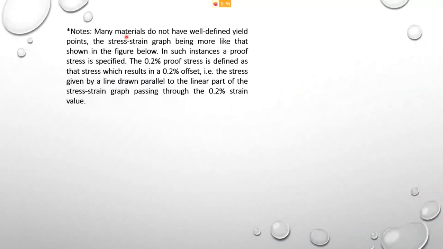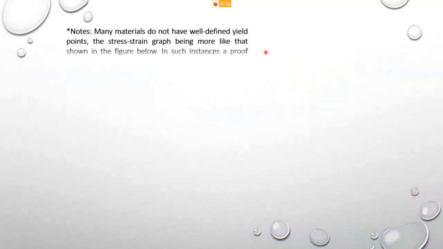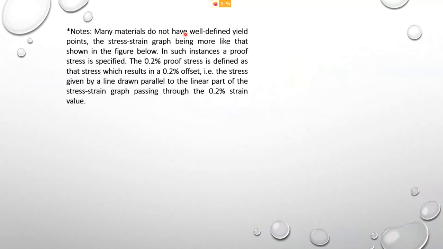So note, many materials do not have well-defined yield points. That means not many materials have a defined yield point like that. This is particularly for mild steel. You can see something like that. Many materials do not have well-defined yield points, the stress strain graph being more like that shown in the figure beside.